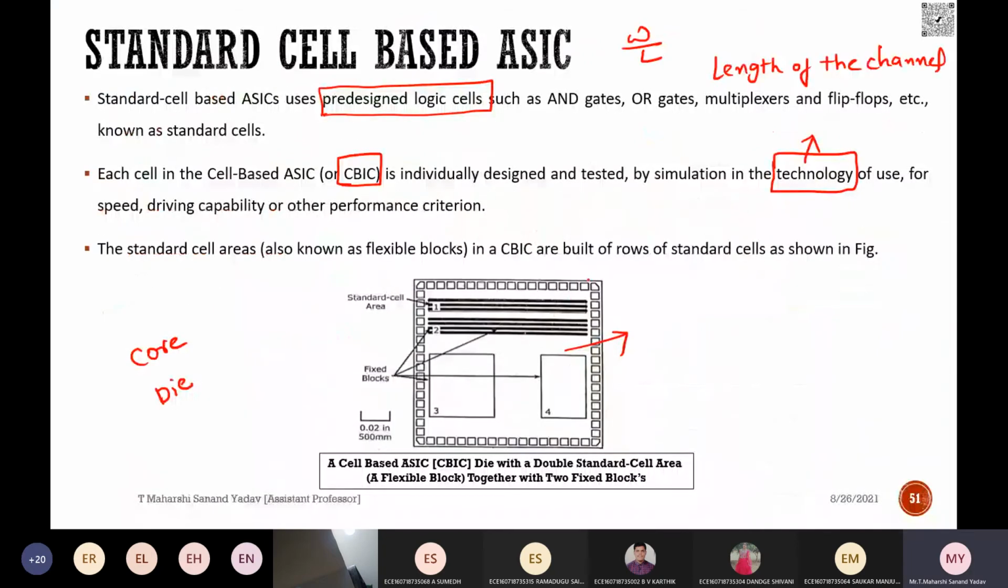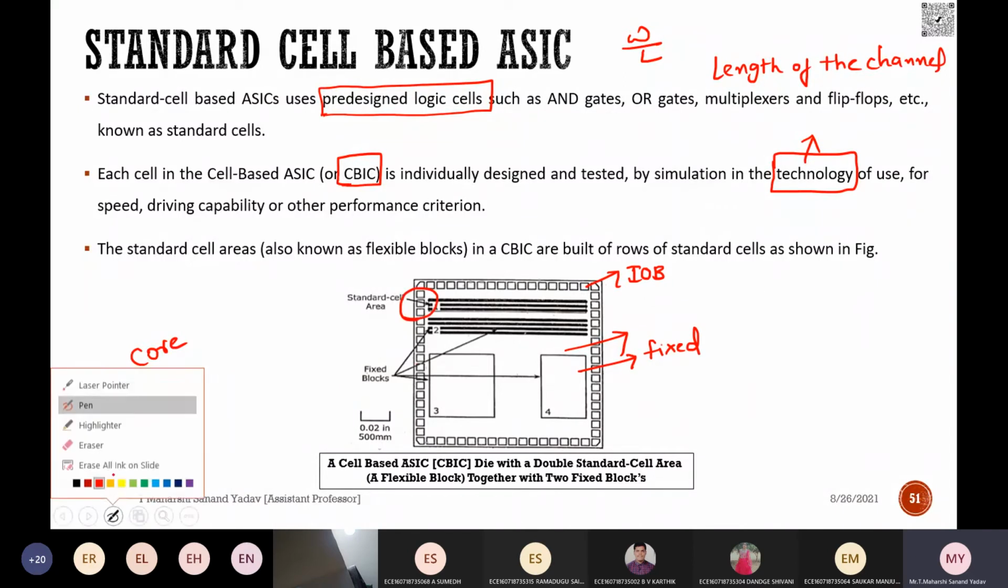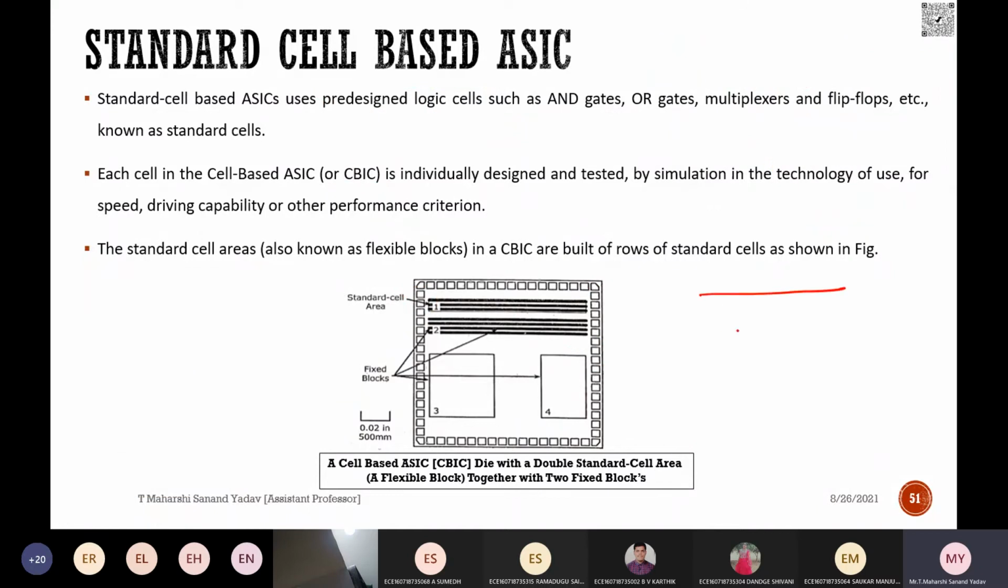So here also the same thing. These outer boxes are called IOBs, input output blocks, where interconnections can be made, and these are fixed blocks in terms of height and width. And this is the standard cell area. Make a note that whenever there is a channel, meaning an empty space is present, I am calling this empty space a channel. The channel is generally used for the sake of routing.